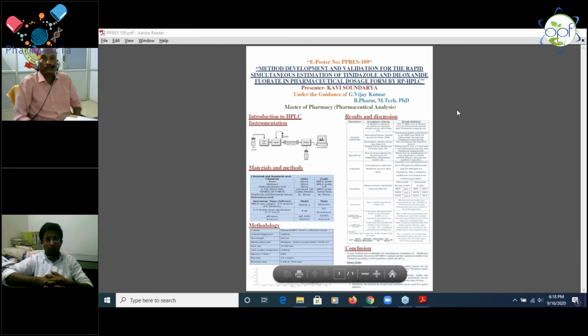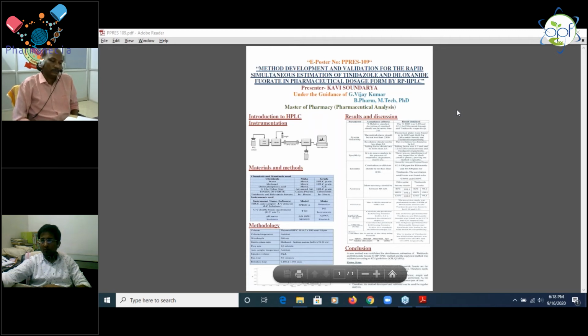Coming to accuracy, I have considered 150 ppm for diloxanide furoate and 200 ppm for tinidazole as my 100%. For my 80%, I have considered 120 ppm for diloxanide and 200 ppm for tinidazole, and for 120%, I have considered 180 ppm and 250 ppm for tinidazole. By performing 80%, 100%, and 120% accuracy, the recovery was within the range, that is 98.0 to 102.0, within acceptance.